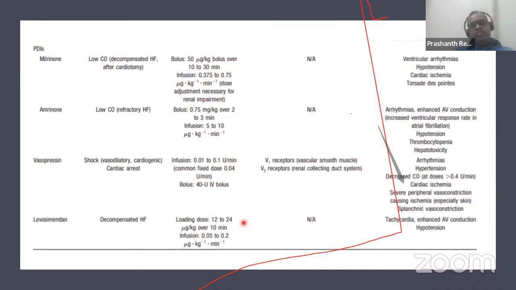Then levosimendan is usually given as a loading dose of 12 to 24 micrograms per kg over 10 minutes. And then 0.05 to 0.2 microgram per kg per minute is given as an infusion. The problem with levosimendan is that it has a very long half-life. Even though after an IV dose the half-life is said to be about 4 hours, the action of levosimendan can go up to days. So you have to be careful with that.